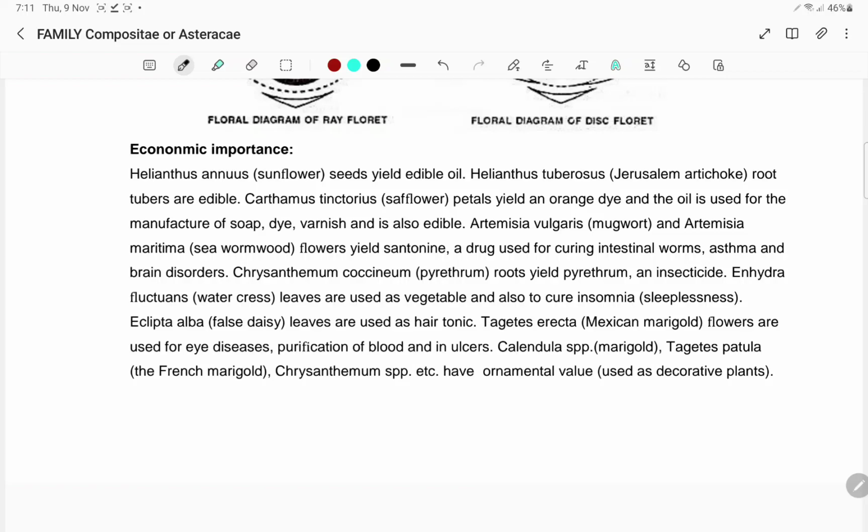Chrysanthemum, roots yield pyrethrum, which is an insecticide. Andrographis paniculata. The leaves are usually used as a vegetable and also cure insomnia. Eclipta alba, leaves are used as a hair tonic. Tagetes erecta, Mexican marigold, flowers are used for eye diseases, purification of blood and in ulcers. Calendula species, Tagetes patula, Chrysanthemum etc. have ornamental value. These are decorative plants.